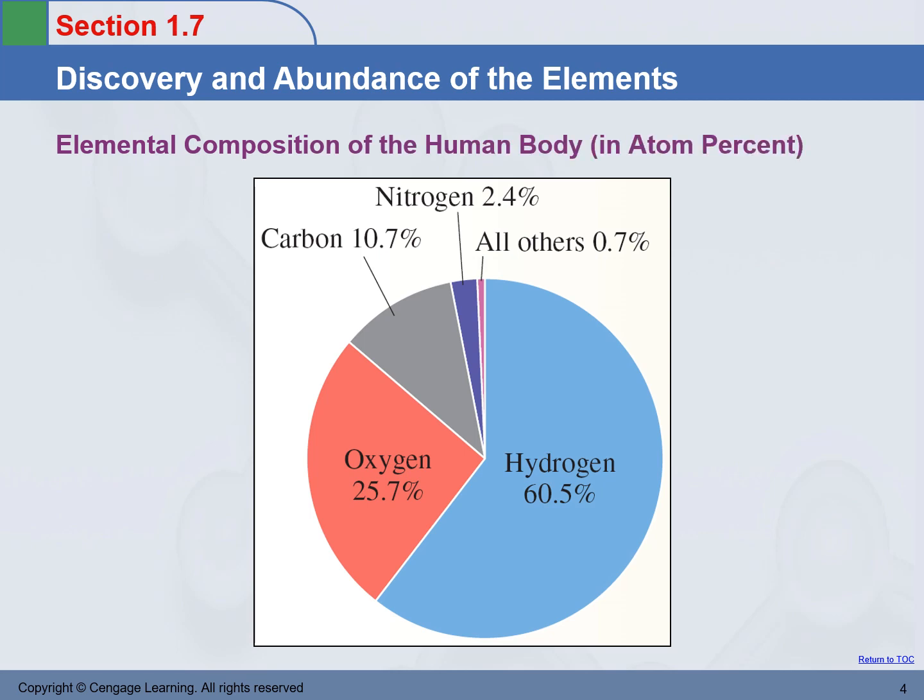For the human body, around 60% of atoms are hydrogen atoms. Oxygen takes about 26%, carbon about 11%, nitrogen 2.4%, all others 0.7%.